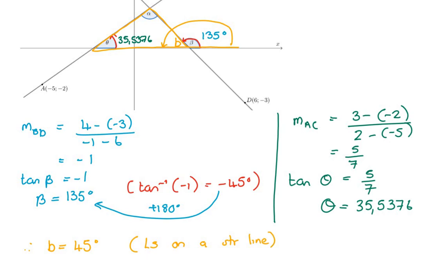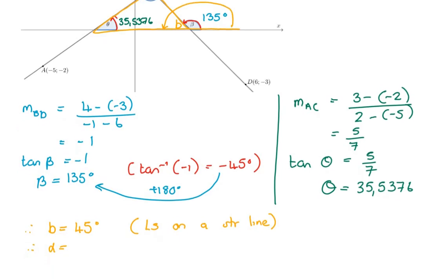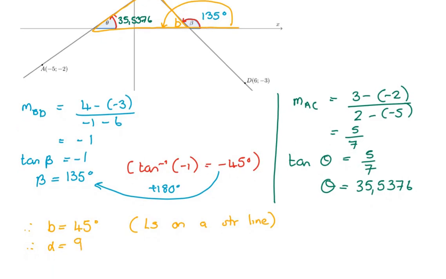And now I can find alpha. Now again, I probably just would write alpha equals, and I'd write down the answer, because on my calculator I'll go 180 minus 35.5376 minus 45 and just push equals. So I would probably go straight to 99.46 degrees, sum of angles in triangle, if I was in an exam.